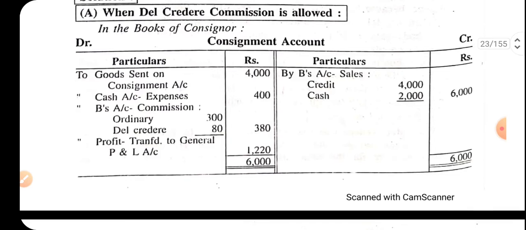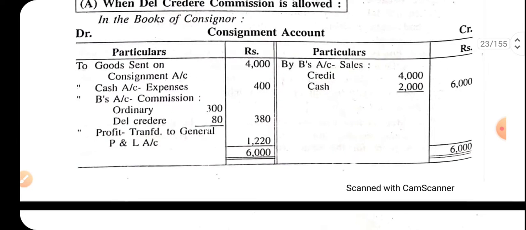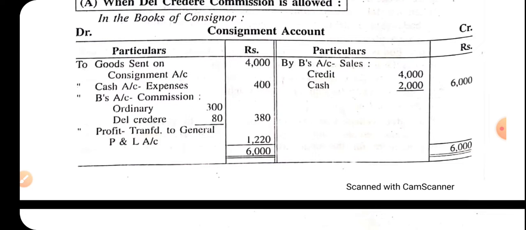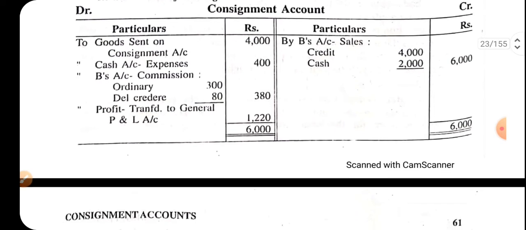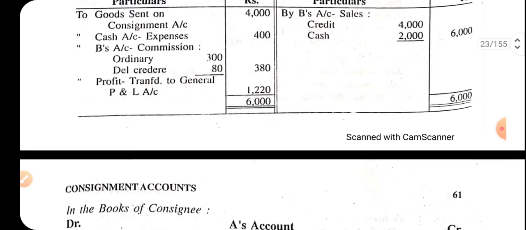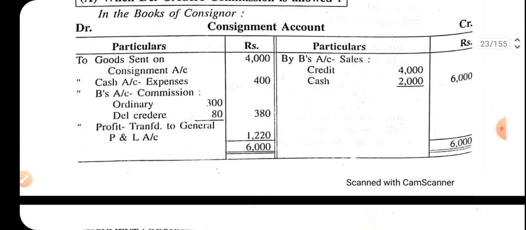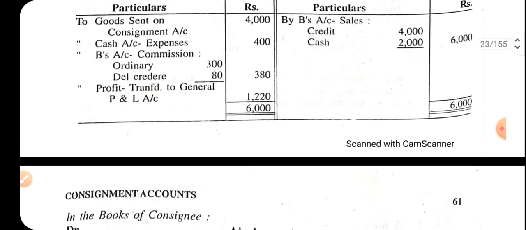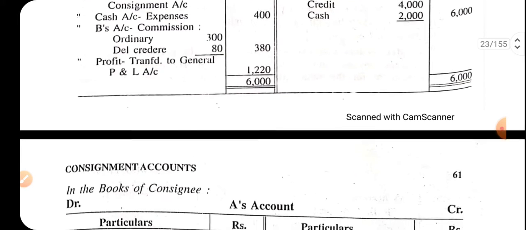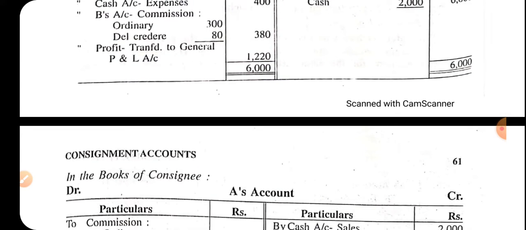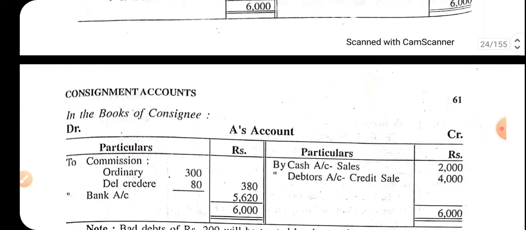Let us find out the difference of consignment account. So the total of credit side is higher, 6,000. If we deduct the 4,000, 400, 380, it results in 1220. It is the profit of consignment account. So we have to write profit and loss to general profit and loss account. Profit transferred to general profit and loss account.